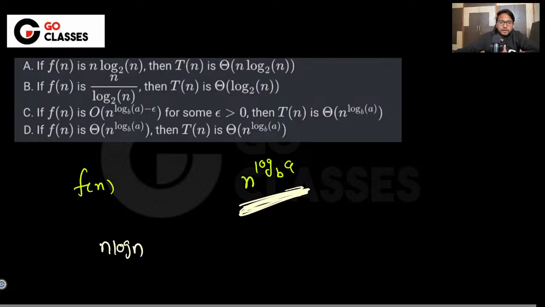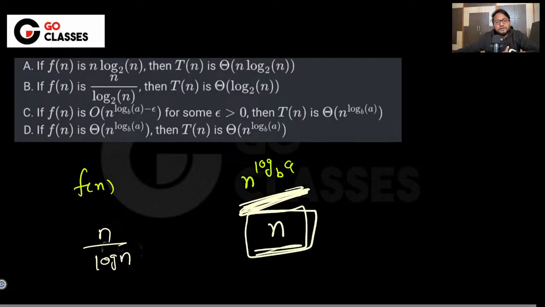Okay. So they are saying if f(n) is this one, and divided by log n, then just log n is the answer. Okay. What do you think? If it is division, then also it will depend on this, right? If this is just 10, then what is the answer? See, just tell me this.